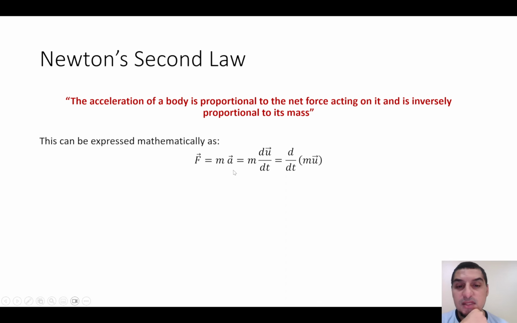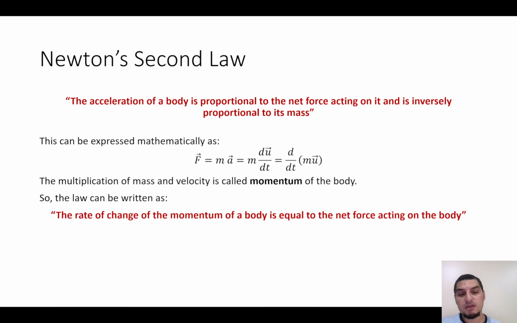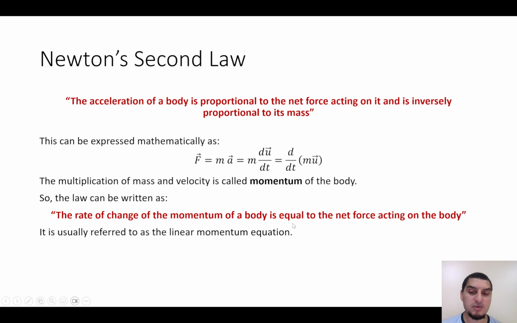And we can write the acceleration as the time rate of change of the velocity. And we can combine this with the mass, so it's going to be d(mu)/dt. mu is the momentum of the body. So we can write the same equation as: the force is the rate of change of momentum of the body. So we can say that the rate of change of momentum of the body is equal to the net forces acting on the body, and this is called the linear momentum equation. So this is what we call the linear momentum equation.